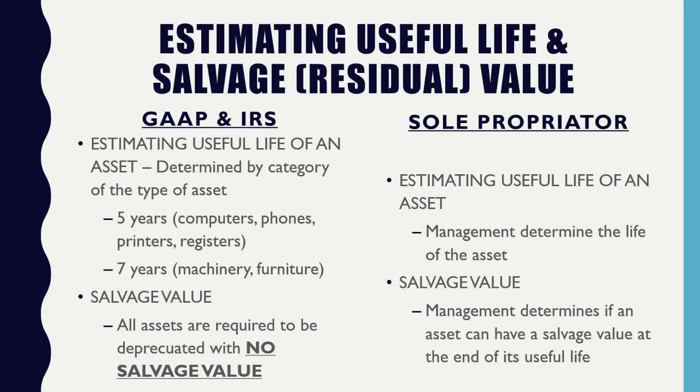Okay, so under GAAP, anybody that's a corporation or that's not a sole proprietor must follow the rules of the 5-7 rule. Okay? And there is no salvage value. For sole proprietors, we can create the estimated useful life and we can also create a salvage value. Okay?